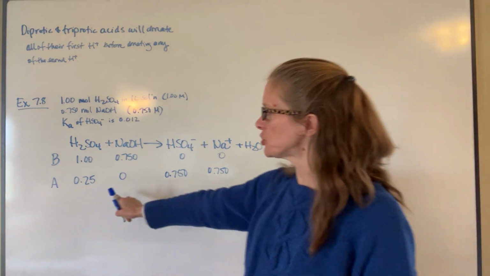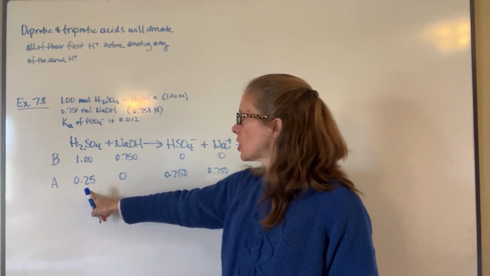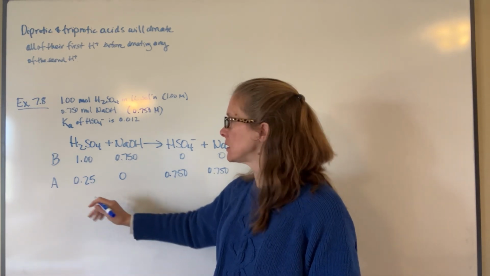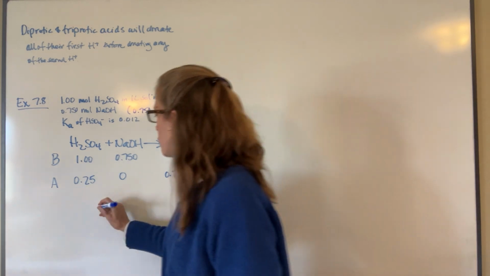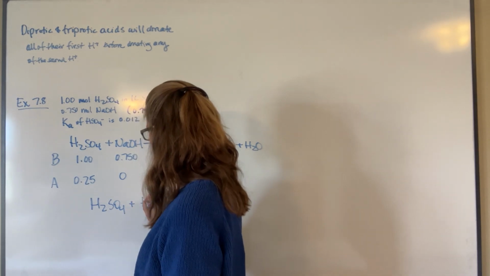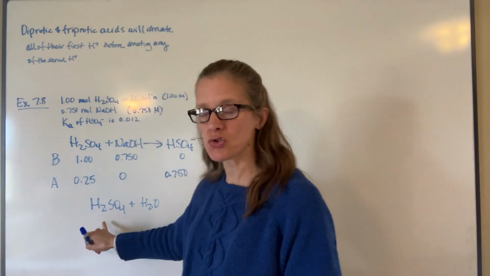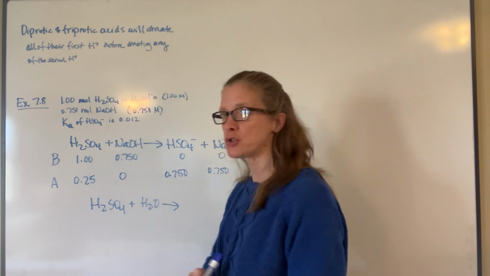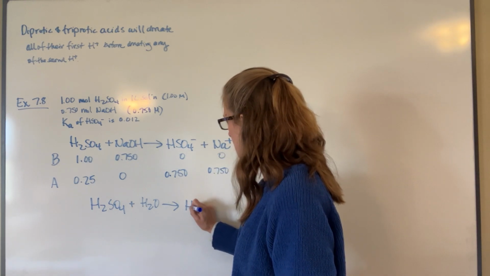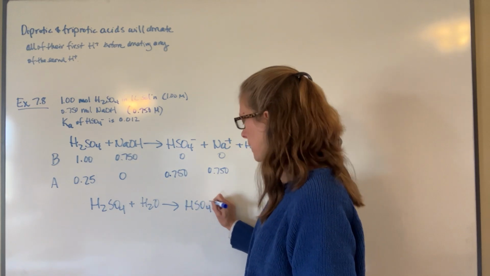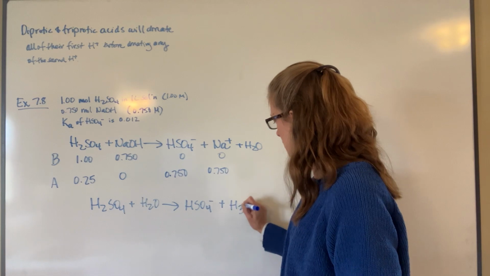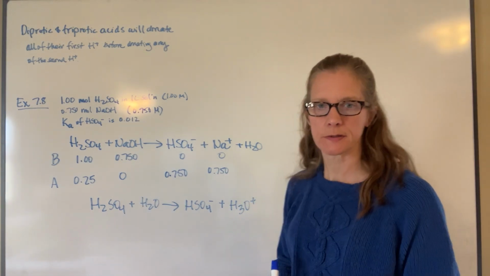I still have strong acid left, and so the water that's in solution is now going to start reacting with the H2SO4. So I'm going to have H2SO4 plus the water. It is still a strong acid, so it's still going to react completely. And so what that's going to give me is HSO4 minus plus H3O plus. Okay?